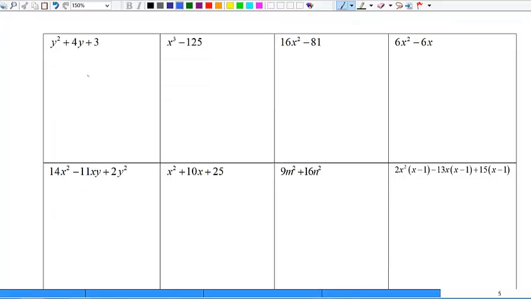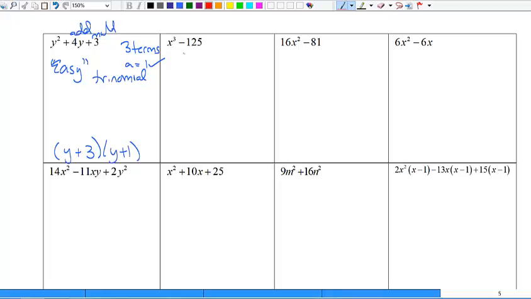On the next problem, is there a GCF? No. 2, 3, or 4 terms? Well, there's 3 terms. And is a equal to 1? Yes, it is. So that means it's an easy trinomial. And I'm looking for 2 numbers that multiply to 3 and add to 4.